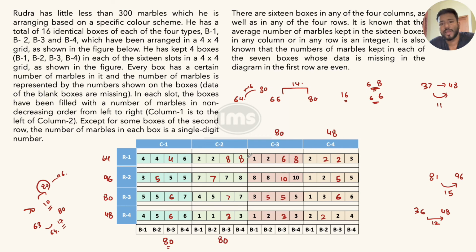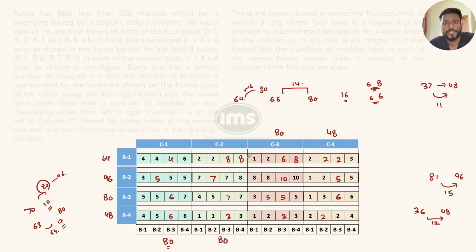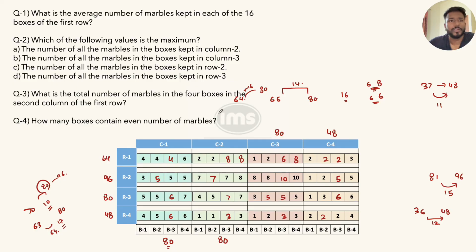Now using this, we can now solve all the problems as well. Let's take a look at them. So this says, what is the average number of marbles kept in each of the 16 boxes of the first row? So the sum is 64, so it has to be 64 by 16, and that is going to be 4.